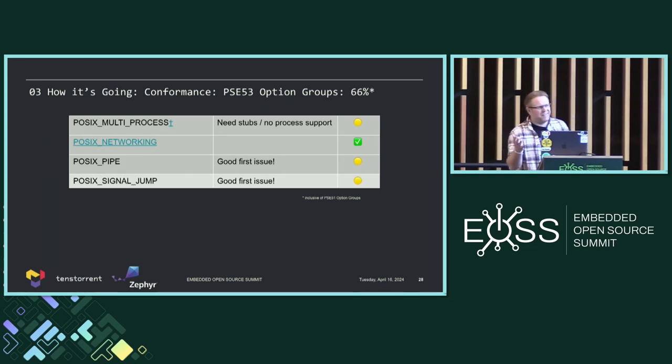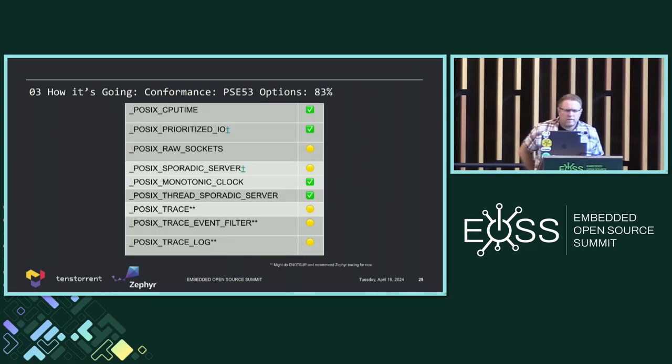Pipes are like super easy. It's a unidirectional communication channel with a read end and a write end. So this is, again, like a great opportunity for our first PR. And then signal jump. Signal jump is, as much as it might sound intimidating, it's not that bad. You basically just mask your signals, or you save your signals, do your jump, and then you restore the signals coming out the other end. Pretty simple. Progress is going pretty well for this as well, in spite of what the documentation says on the Zephyr webpage. So I think that's something that we're probably gonna have to correct sooner than later.